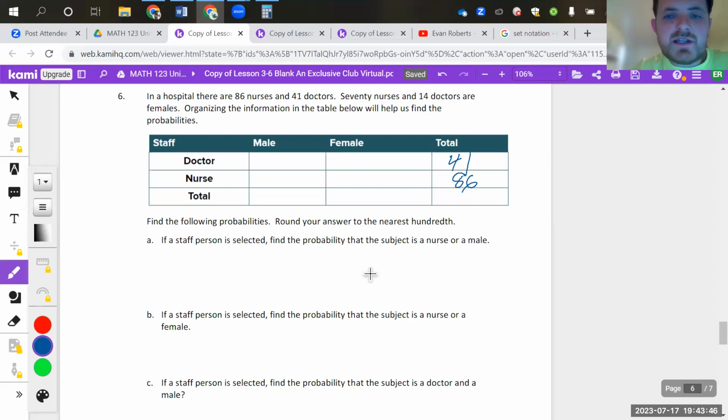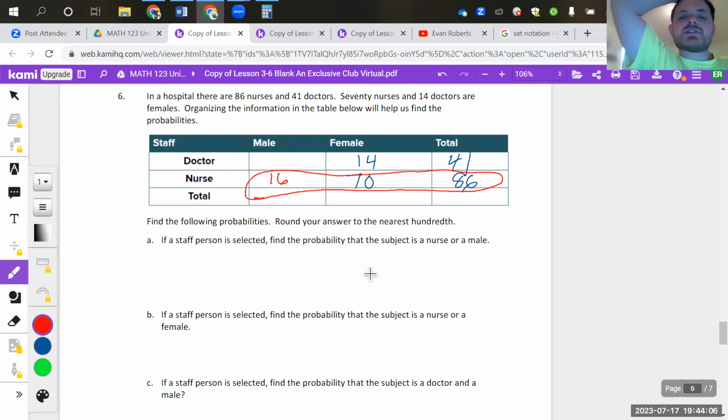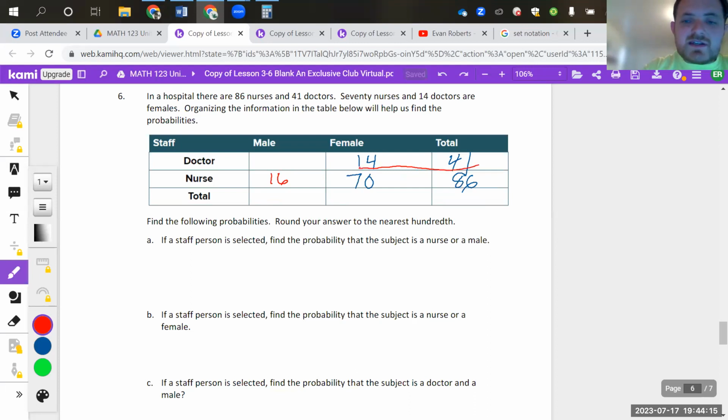It says that 70 nurses are female and 14 doctors are female. And so now we want to figure out this information from here. Hopefully you can see where I'm getting 16 from here, because if there's 86 total nurses and 70 of them are female, that means that the other 16 have to be male. And then where I'm getting this 27, I've got to have those add up to 41. So just 41 minus 14 gives you 27.